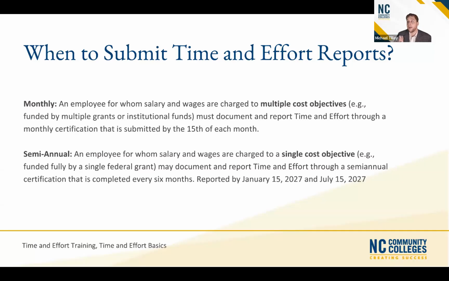For monthly submissions, any employee whose salary is charged to multiple cost objectives, so it's funded by multiple federal grants or institutional funds, must document their time and effort through a monthly certification that's submitted by the 15th of each month. So if your position is partly funded by WIOA Title II 231 funds and a separate portion comes out of your institutional funds, you would need to submit a monthly time and effort report in that example. Or if your position was charged half Perkins and half adult ed, in that example, you would also submit a monthly time and effort by the 15th of each month.